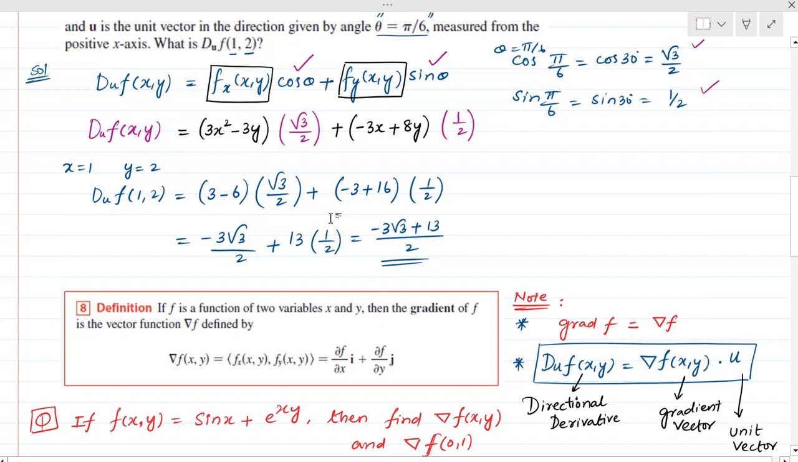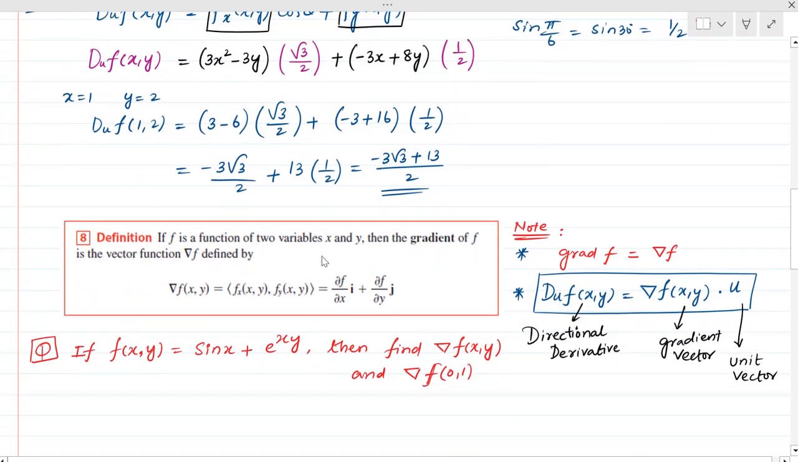The next one is the gradient vector. How will you calculate the gradient vector of two variables? The gradient vector is nothing but a vector function in which you have to find f_x and f_y. Or you can write it in vector notation as dou f over dou x i plus dou f over dou y j vector. And a very important thing here: the gradient can be written as gradient f or del f. Both are the same, only the notation is different.